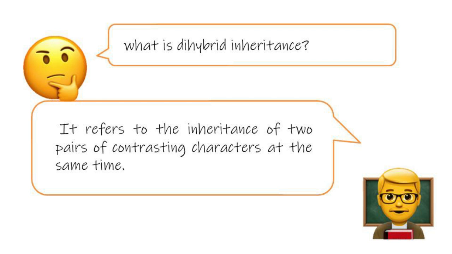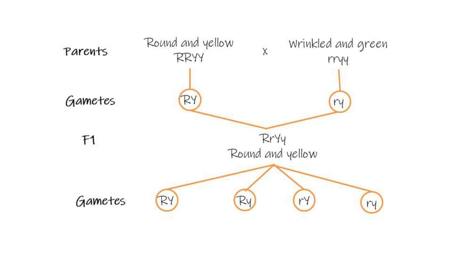Not only did Mendel try to explain monohybrid inheritance, he also went above and beyond in explaining dihybrid inheritance. But wait, what is dihybrid inheritance? It refers to the inheritance of two pairs of contrasting characters at the same time. Mendel crossbred purebred pea plants that had round and yellow seeds with those that had wrinkled and green seeds. By doing so, all plants in the F1 generation had round and yellow seeds.